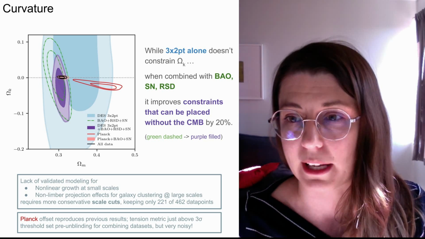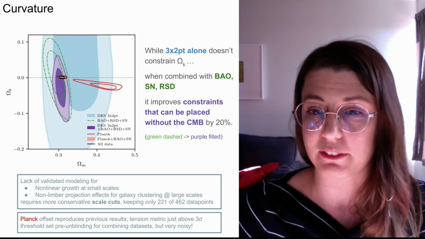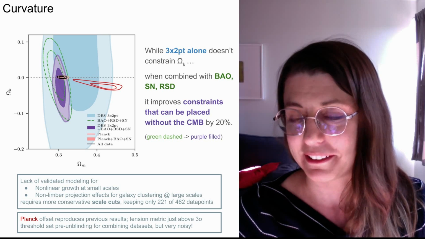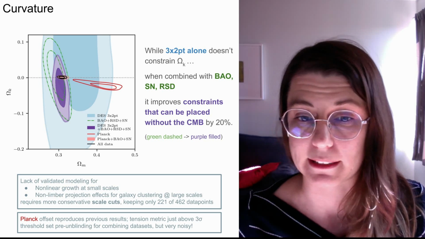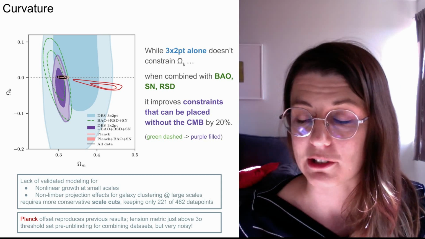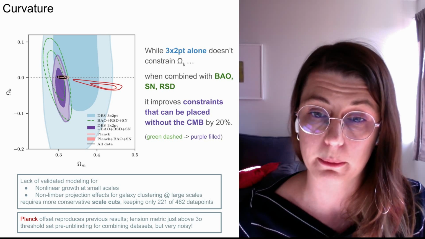And this is not validated for non-zero curvature. So we have to do really conservative scale cuts here, where we throw out over half of the data points that are used in the Lambda CDM analysis. And so that's just something to highlight here of a limitation that as data get more constraining, that's going to be even more challenging if the modeling doesn't develop.